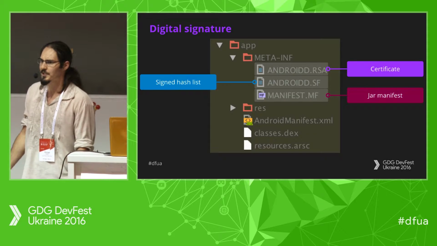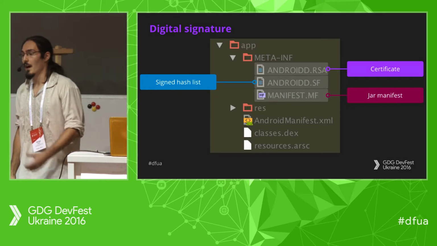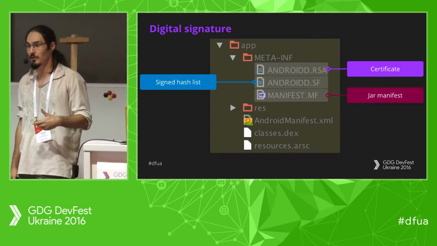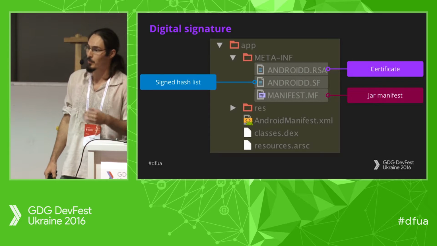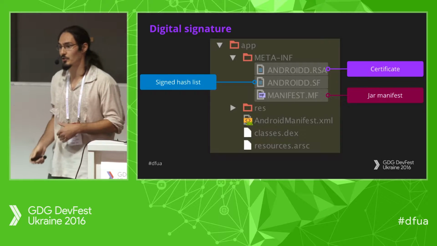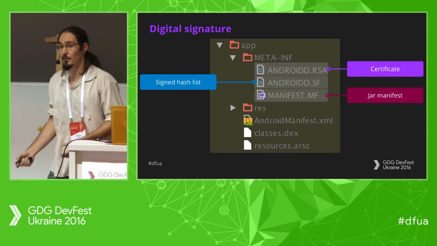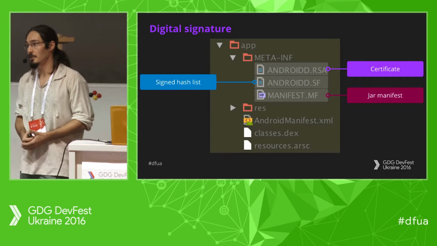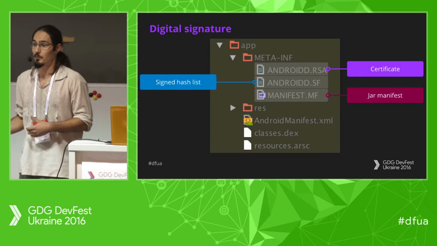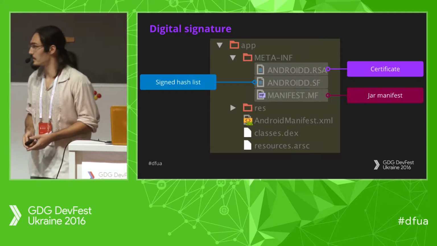But why should we sign our application at all? There are two reasons. First one is integrity. What does it mean? Integrity means that you must be sure that the user on his device will install the very same application that you built, and that no one has made any changes to this APK. The second reason, the Android security system uses these signatures. For example, two applications that are signed with the same key can work in the same process.